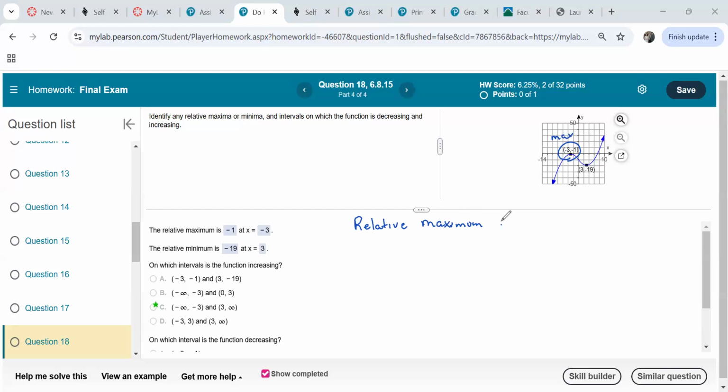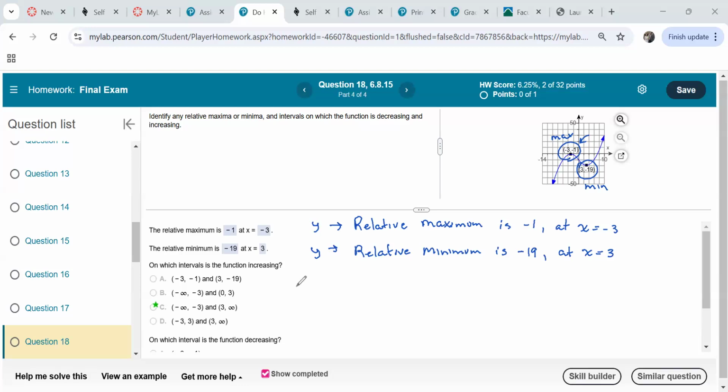So the relative maximum is always going to be the y component, would be that -1, and it's going to be located at the x value of -3. This one here is my minimum. The relative minimum, so the minimum itself, once again, is the y value, would be the -19, and the location is the x value at +3. Like I said, what we consider the relative minimum or maximum, that is a y value.